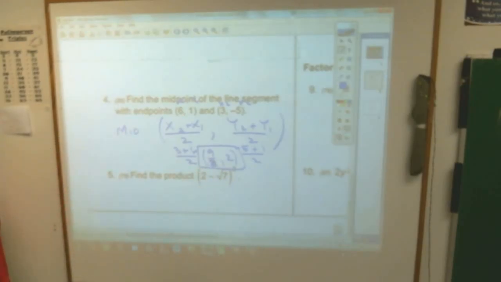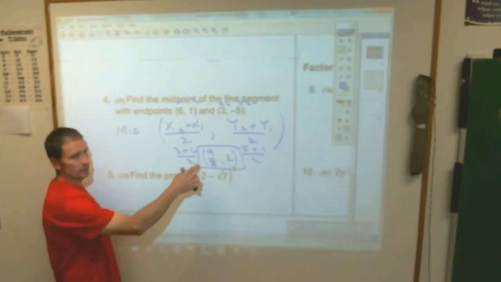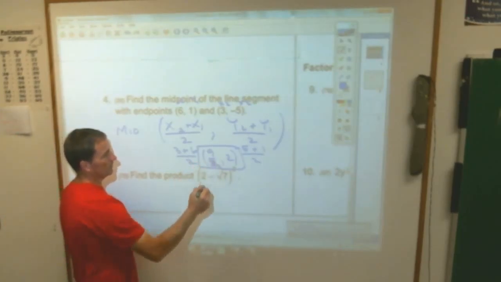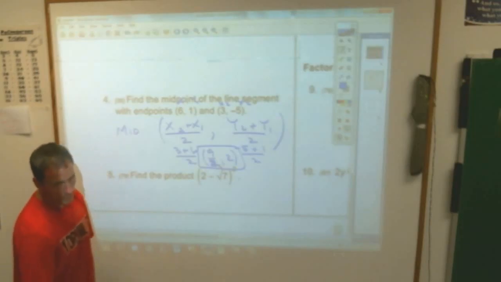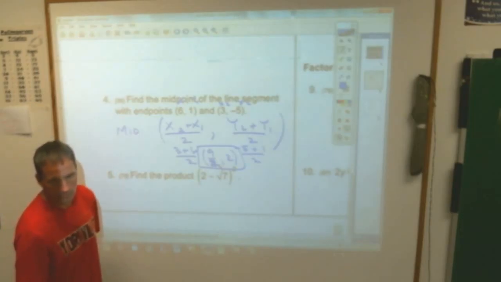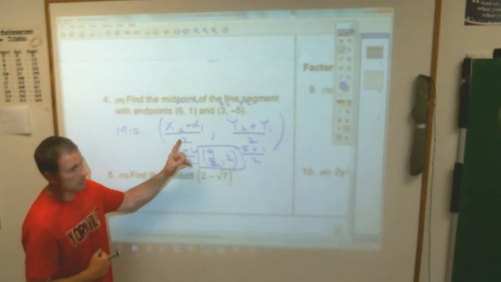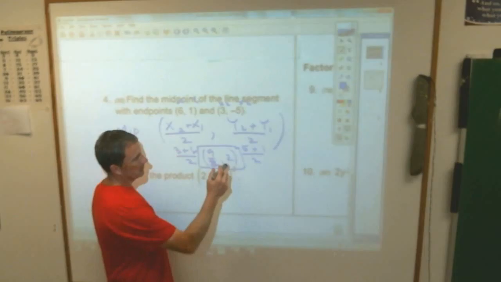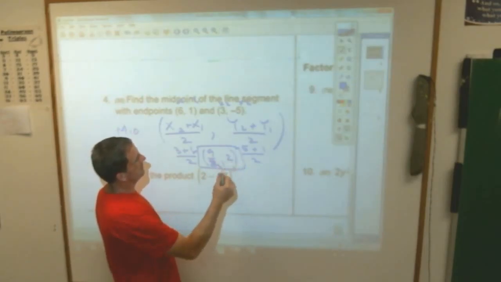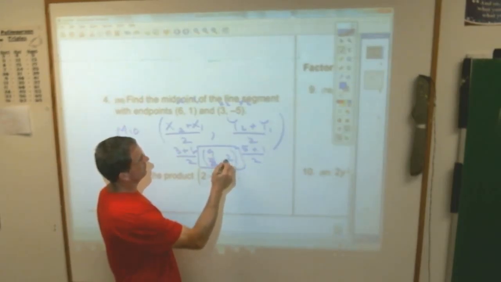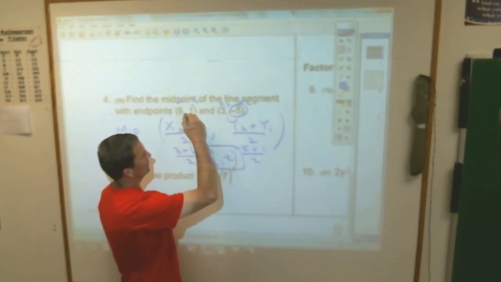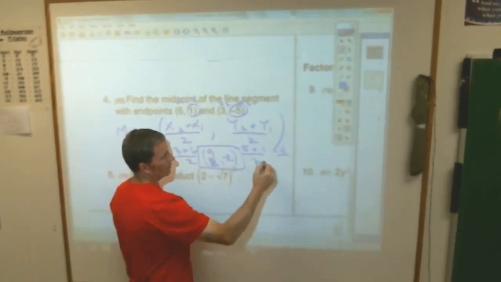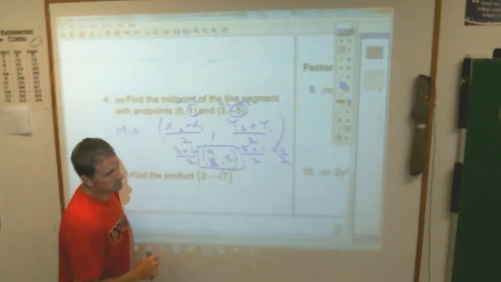Now what did I do wrong, Michael? What? This 9 over 2? Oh, yeah, this should be 9 over 2. I don't know why I did 4. Why is there a 2 in there? That was the formula. Oh, because you add 3 plus 6. Oh, this should be negative 2 as well. Negative 5 plus 1 is negative 4, all over 2 should be negative 2.